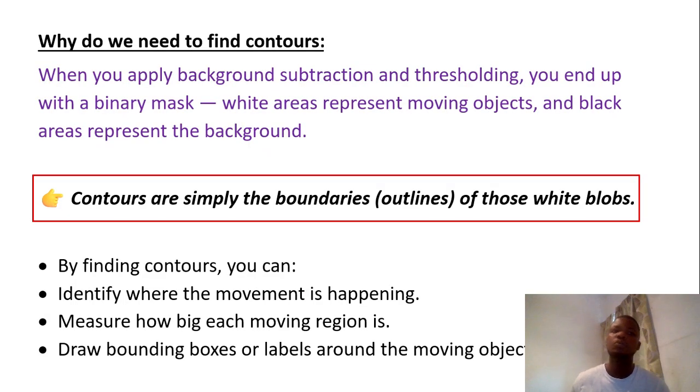All right. So now, why do we need to do contouring? When we apply, of course, our subtraction and thresholding, we have a mask. Remember, I said we have a black and white mask where the white part is what we want and the black part is the background. White areas are, of course, the moving object, black is the background. Now, contours are simply the outlines around those white blocks. Once you find contours, you can identify where the movement is happening, measure how big each moving region is, and also draw bounding boxes or labels around those moving objects. So, it's just as simple as that. So, let's go back to our code.